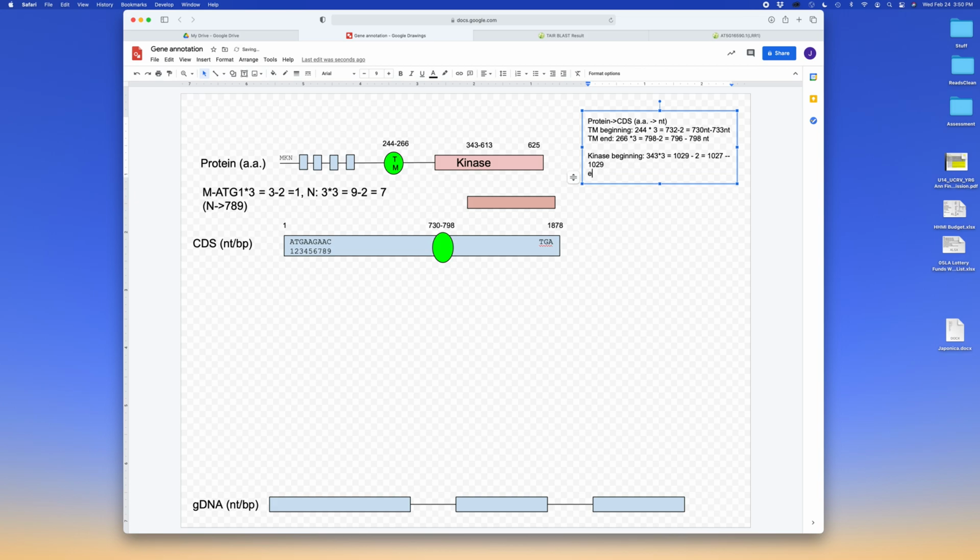And so let's do the end. It is 316. Times 3 equals 948. Minus 2 equals 946 to 948. Base pairs, or nucleotides, is the position there. So let's go over here. But something doesn't make sense.